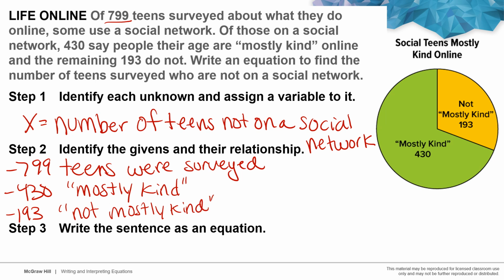So we want to write an equation for this situation. We want to think of what do I know, what do I not know, how can I set it up? From the 430 and the 193, we can figure out how many total are on social media. We could just add those two together. So we could do 430 plus 193, right? Because those are the ones that are mostly kind and not mostly kind. I think that's 623. So we know that 623 are on a social network.